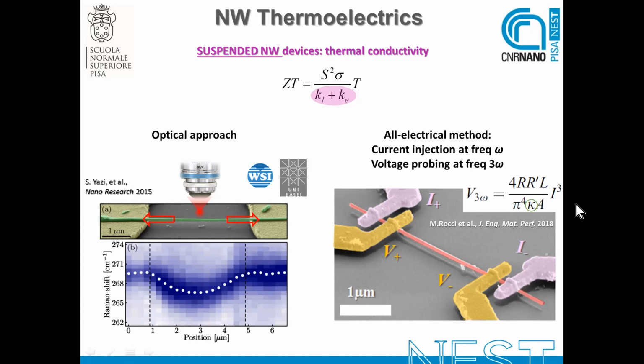And then, thanks to this very simple expression, which relates the third harmonic of the voltage drop to the current via some parameters which are known or can be measured, you can get the thermal conductivity. This is very nice. It works very well, and it returns a value of thermal conductivity which matches the expectation from theoretical calculations, and we were happy about this.